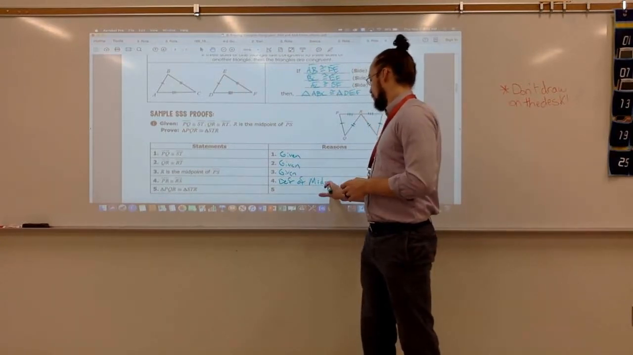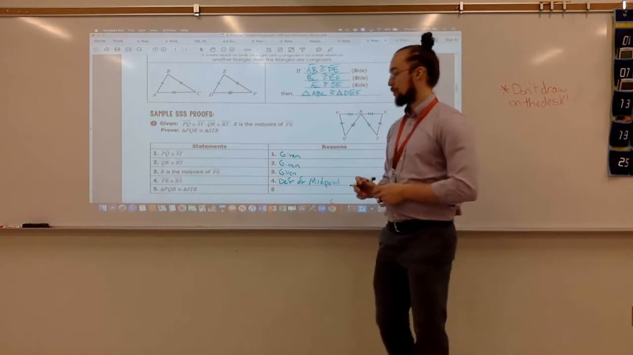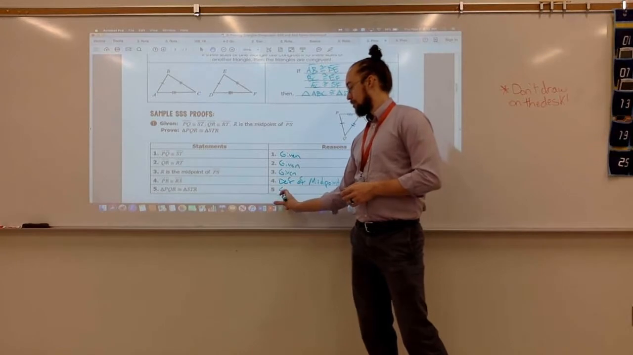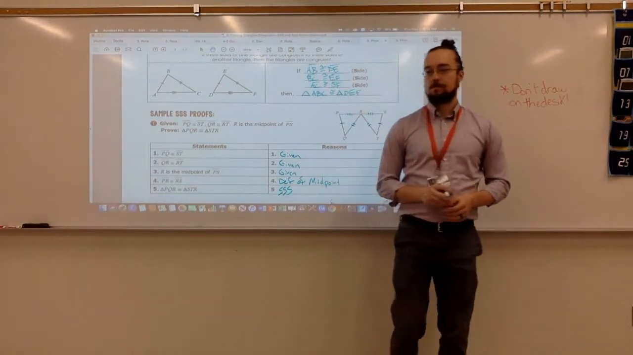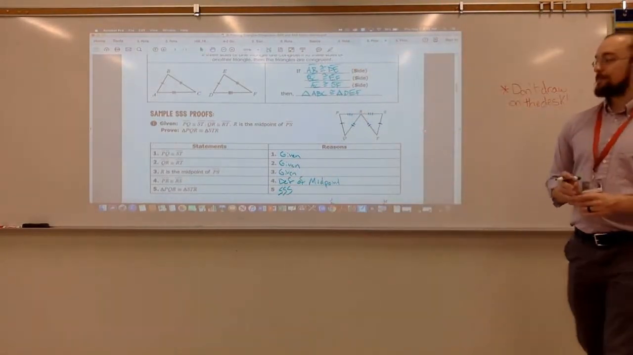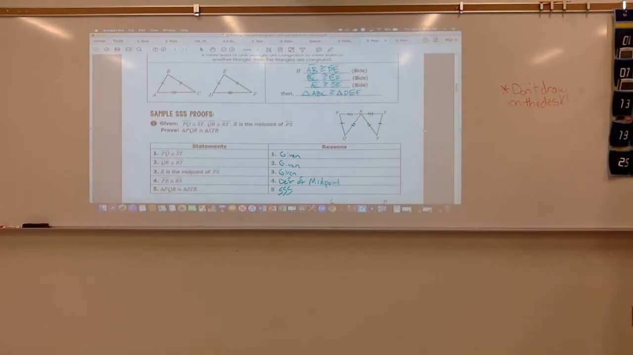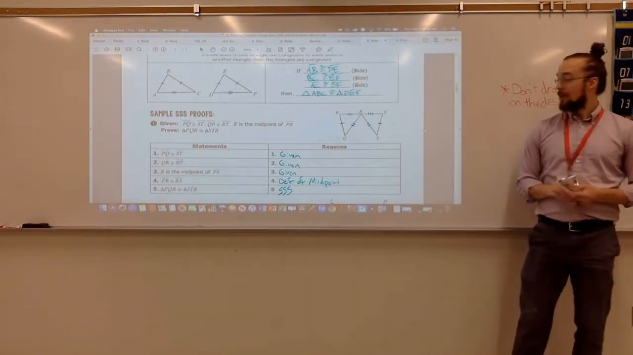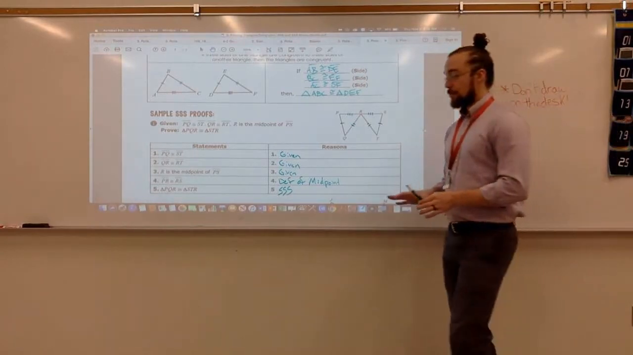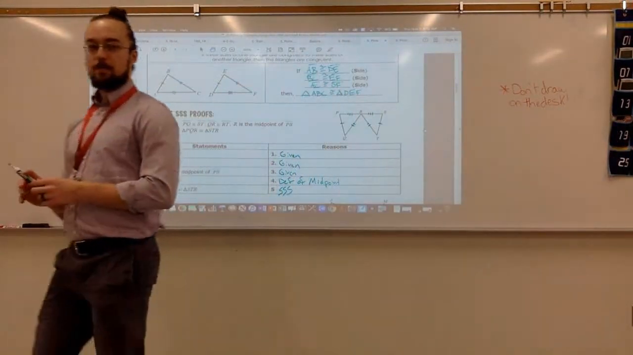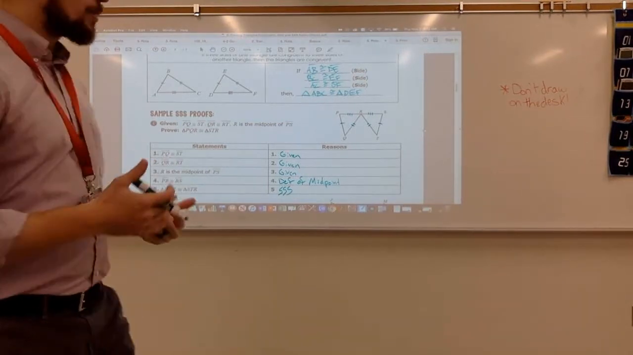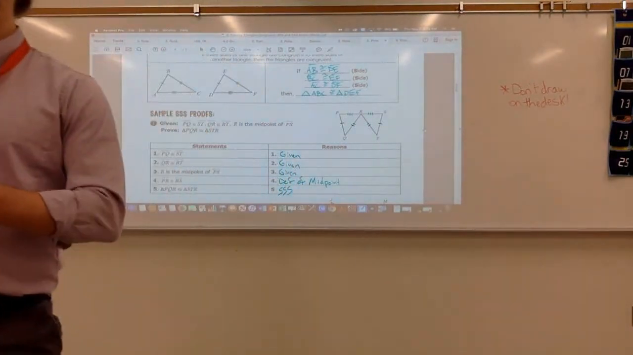So now that I've shown that all three pairs of sides are congruent, now I can claim the triangles are congruent by side, side, side. Okay, sure, okay. We okay with that? Probably, yeah. If I can show all three pairs of sides congruent, then I can claim the triangles are congruent by side, side, side.